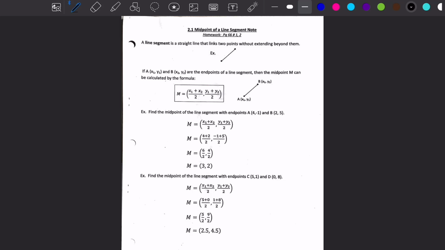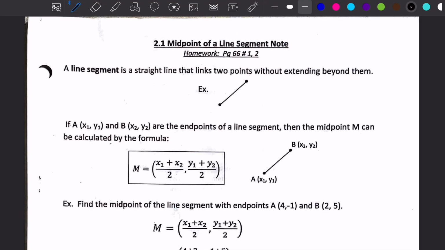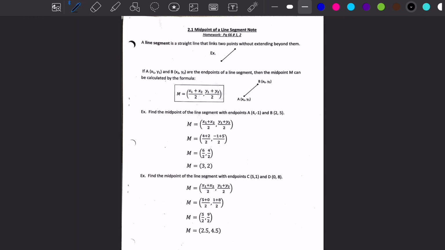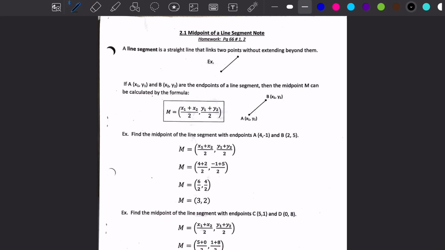Baby lessons, like they're tiny. Don't be alarmed. You're going to see how simple they are. So as I said, this lesson is just this one page. It is very simple because it's just a formula.